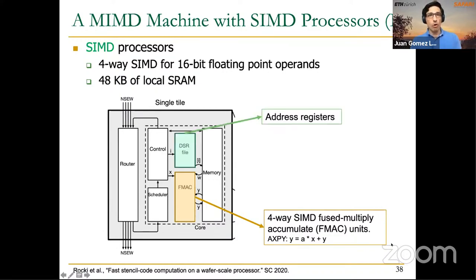We obviously need some operands to operate using these FMAC SIMD units. To do so, we have some address registers, and using these address registers, we access a local memory, in total 48 kilobytes of SRAM. Okay, so until now, this is our SIMD processors lecture. Now we're going to start talking about GPUs.